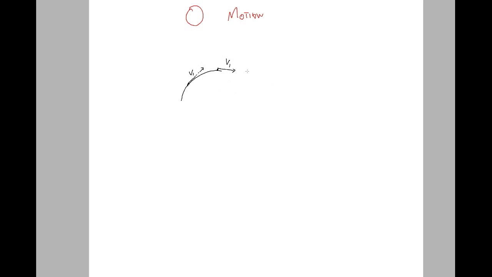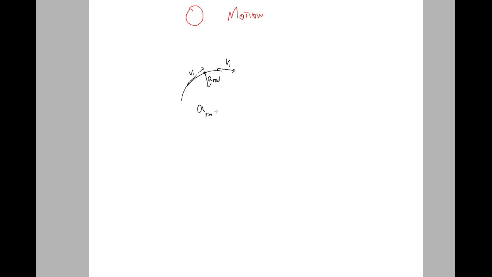Now, since the velocity is changing direction, you must have acceleration. This acceleration is always directed towards the center of the circle, or it's directed radially. Now, how to find this acceleration?